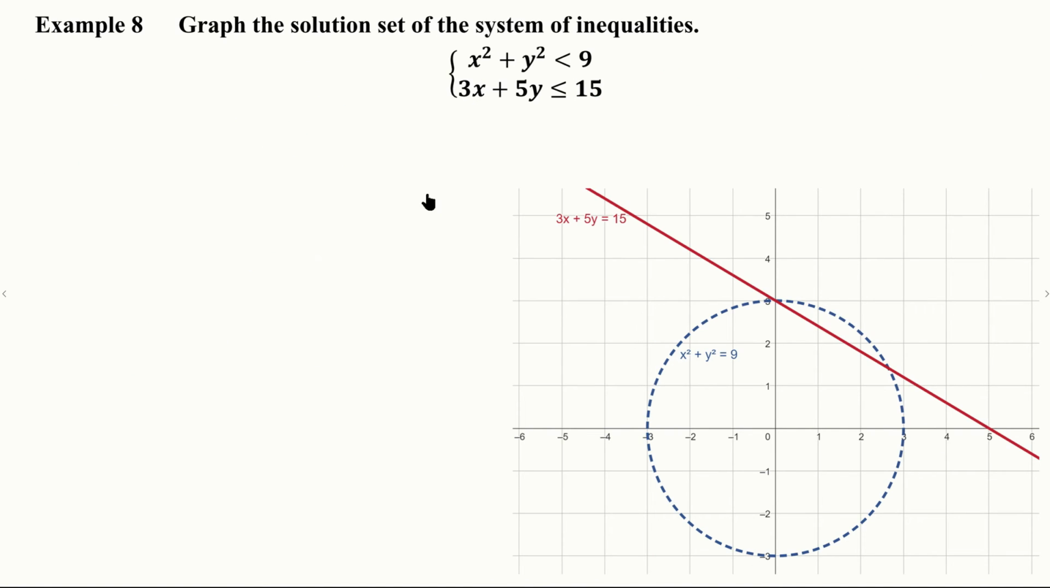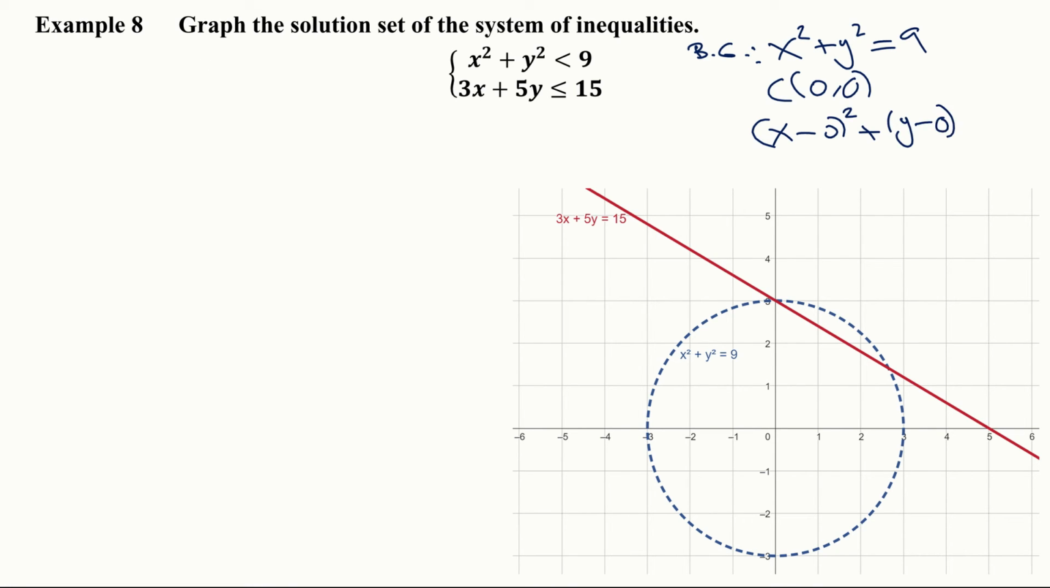All right, so the next one is a nonlinear system. The first inequality has a boundary graph associated to it, which is a circle, right? So that circle has a center at 0, 0, of course, because you can write it as quantity x minus 0 squared plus quantity y minus 0 squared equals 3 squared, right? And the radius is 3.